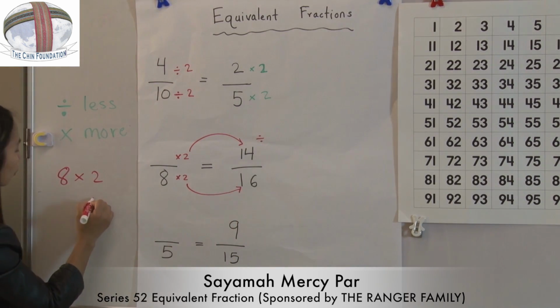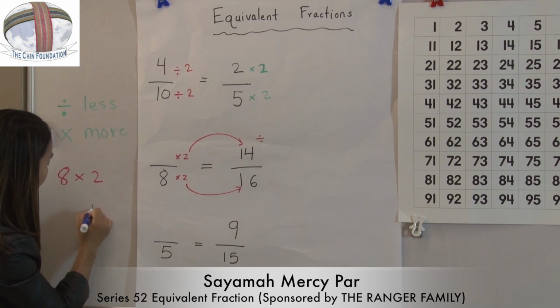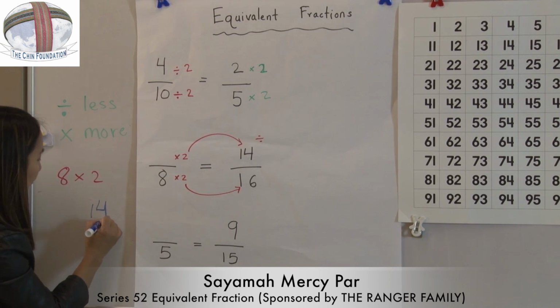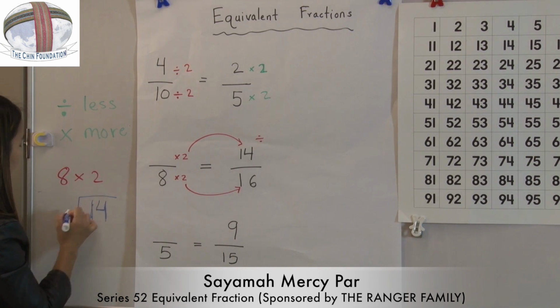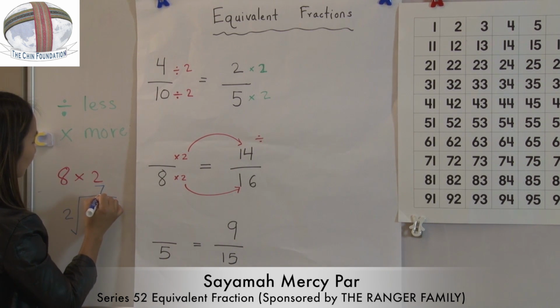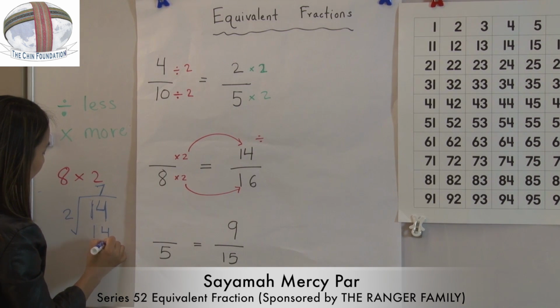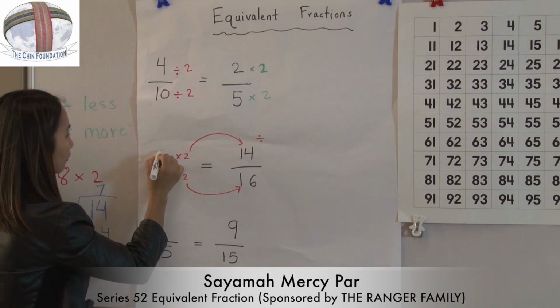Okay, so 14, let's use a different color. 14 divided by 2. 2 times 1 is 2, 2 times 2 is 4, 2 times 3 is 6. 2 times 7 is 14. Okay, so we know this number. 7.